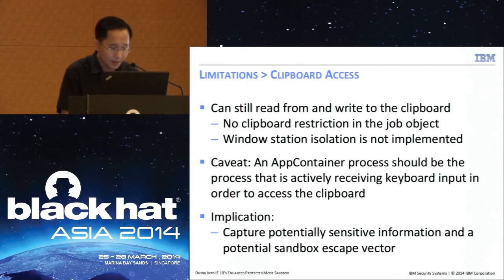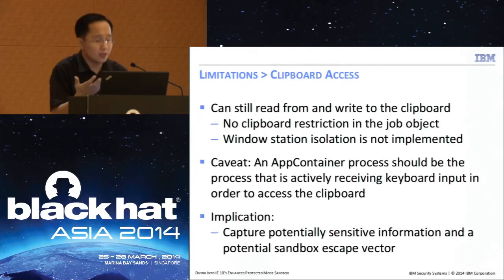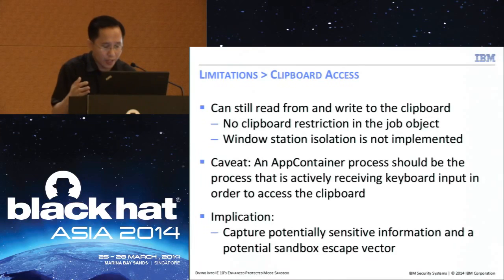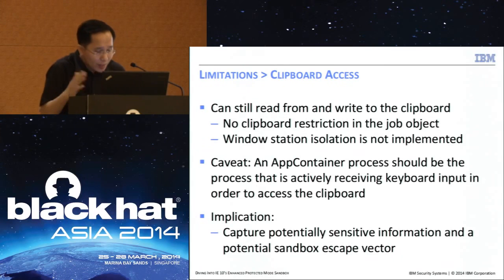For clipboard access, the sandbox process can also read from and write to the clipboard, because there are no clipboard restrictions in the job object assigned to the sandbox process. In addition, Windows Station isolation is not implemented, which means that the sandbox process shares the clipboard with other processes running. Interestingly, a caveat I found is that the app container process should be the process that is currently actively receiving keyboard input in order to access the clipboard.